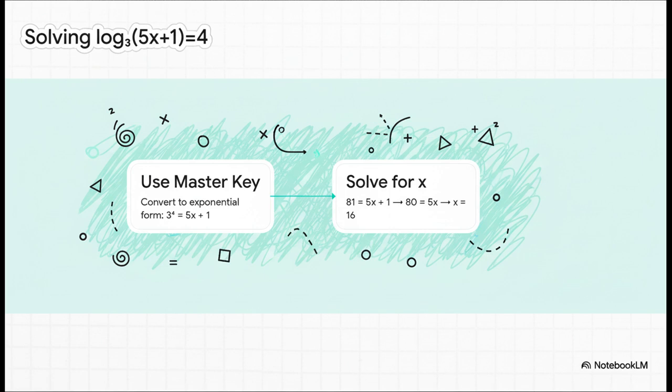Let's rewrite it. It becomes 3 to the power of 4 equals 5x plus 1. Well, 3 to the 4th is just 81. And look at that. All of a sudden, it's just a basic algebra problem. Subtract 1 from both sides, that's 80. Divide by 5, and bam, x equals 16.